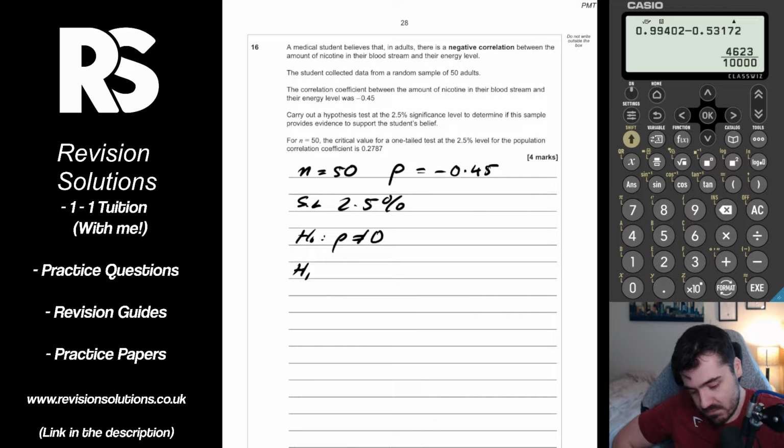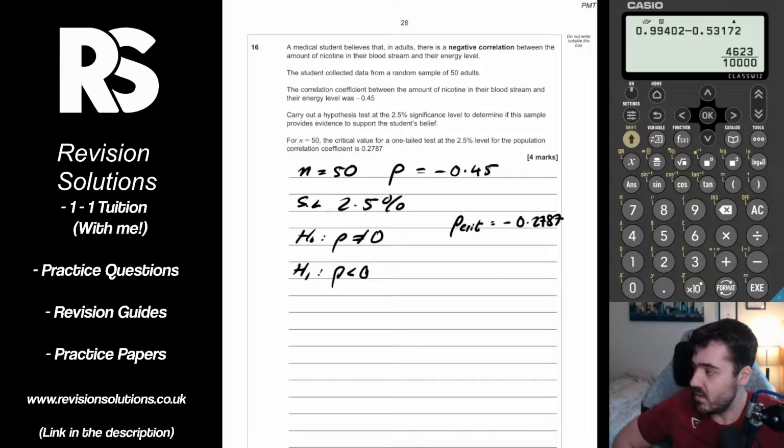And here we've got an example of a negative correlation. They're being specific, so it's a one-tailed test. So they think rho is less than 0. And if that's the critical value, that value is valid for both the upper tail, so positive correlation, and the critical value for the negative correlation. That would be minus 0.2787. So if we want evidence, we need something more extreme than minus 0.2787, which is what we have.